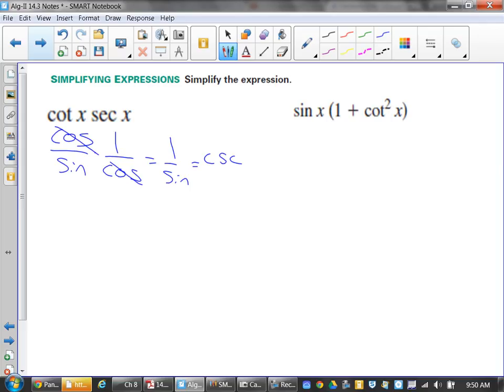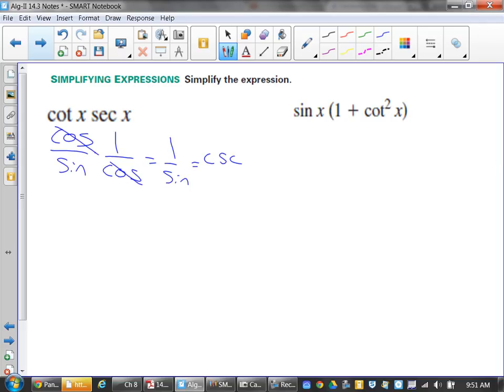Sine of x times the quantity 1 plus cotangent squared. Well, we did this one a second ago. 1 plus cotangent squared is cosecant squared, I believe. You're going to have to know your Pythagorean identities. The inverses of sines, cosines, and tangents are pretty simple to remember. It's when you get down into the Pythagoreans that you have to spend a little bit more time.